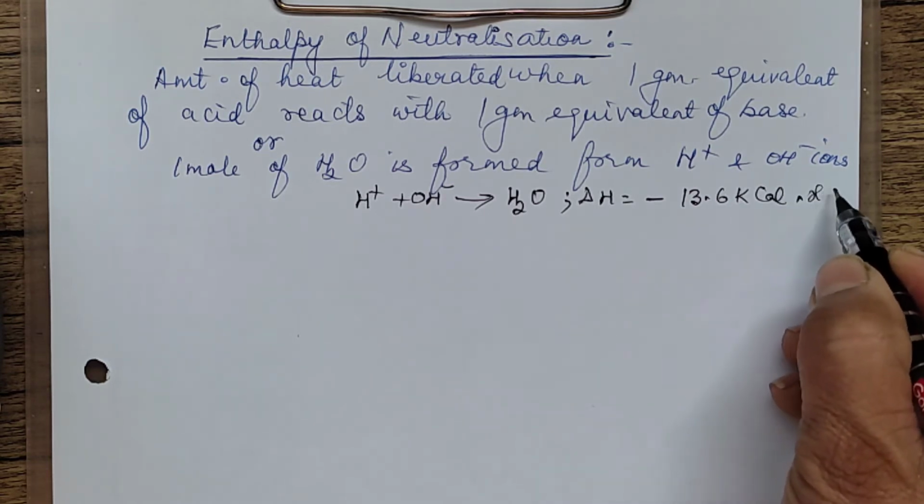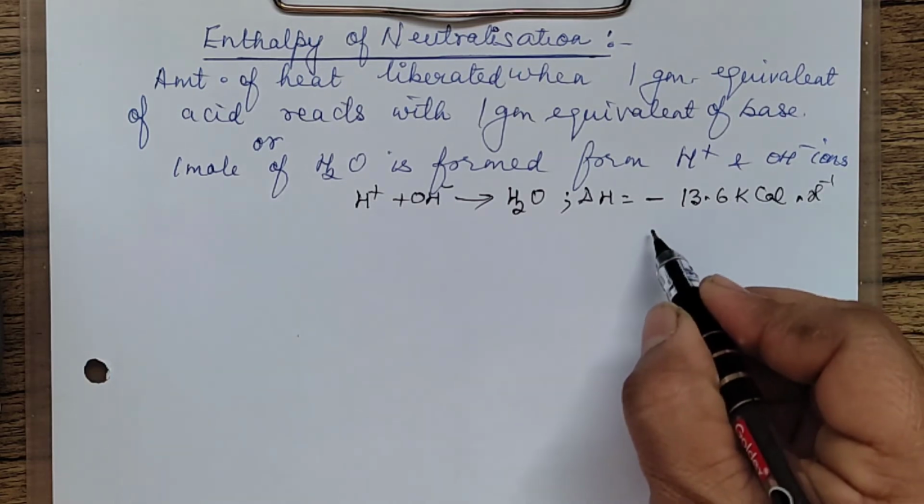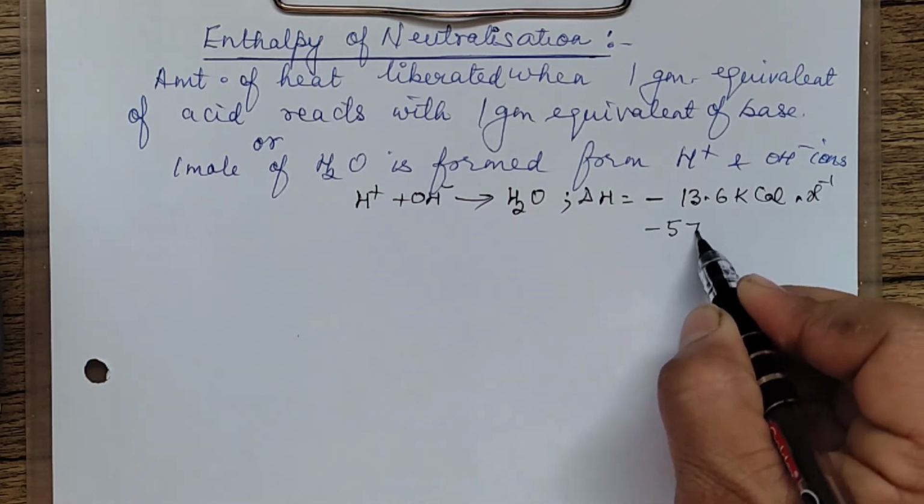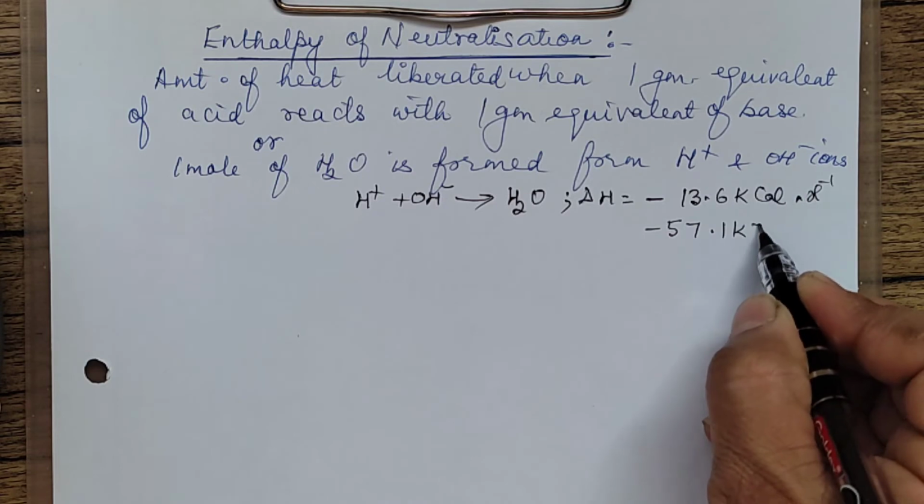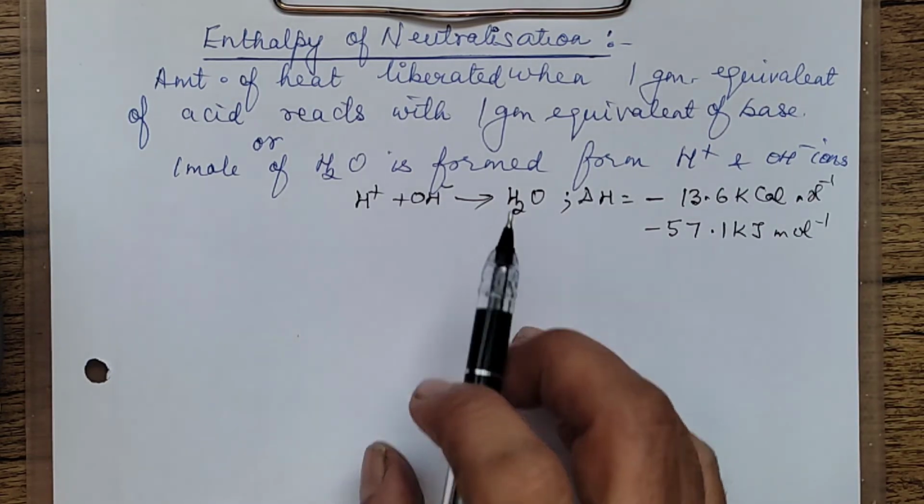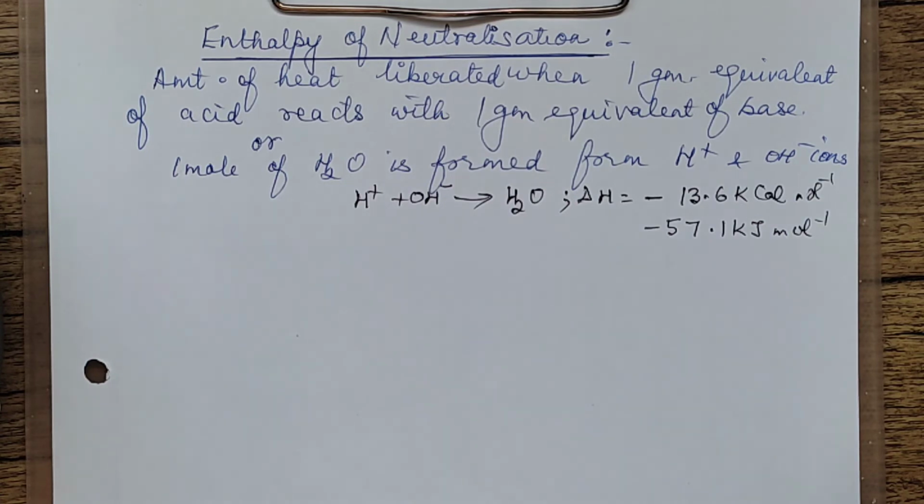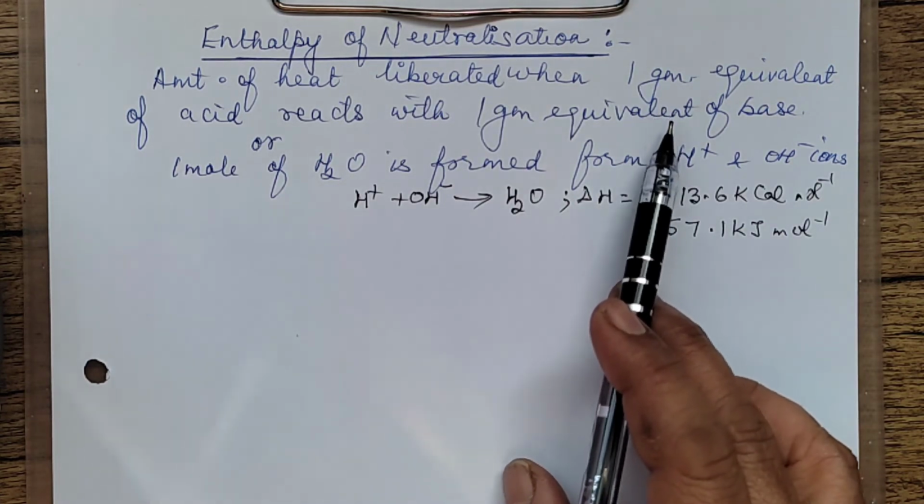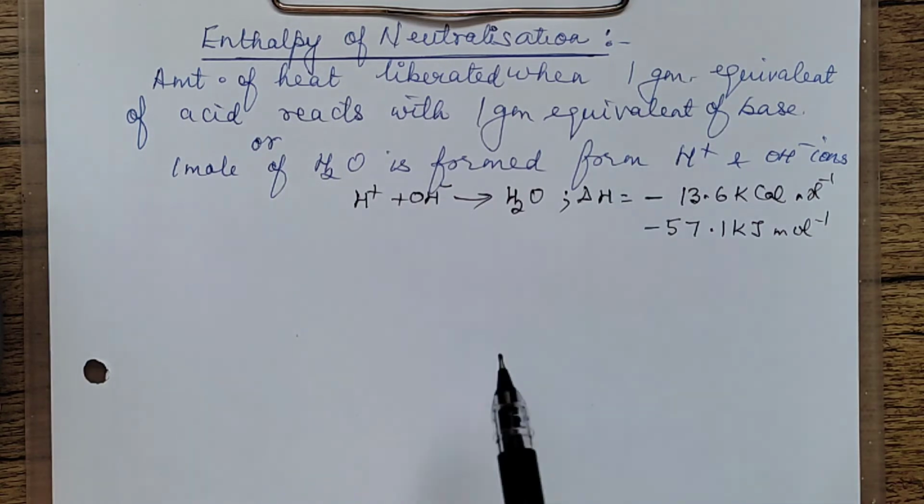Or instead of this, we can write it in joules also, kilojoules also, this much kilojoule per mole. So either way we can define it. Now let us understand the meaning of that statement, 1 gram equivalent, and why 1 gram equivalent was required, not 1 mole, in this case.